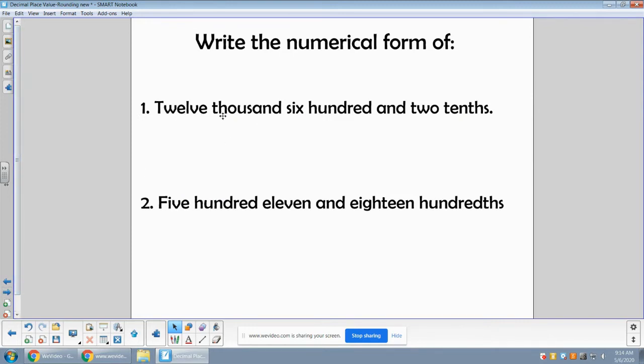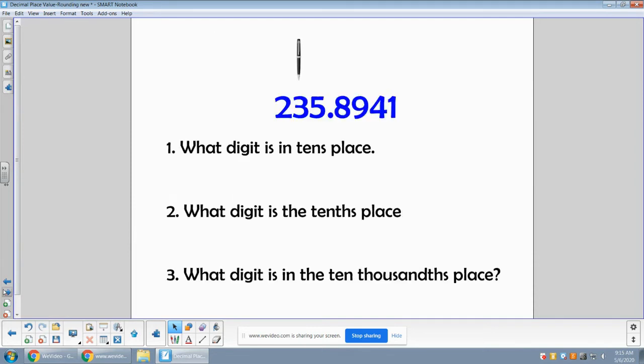All right, so let's look at these numbers. These have already been written out. Let's write these in numerical form. So the first one, we're going to have 12,600, the decimal place where the word and is, and 2/10. Okay, not too bad. How about the next one? 511 and 18 hundredths. So that's what that one would look like.